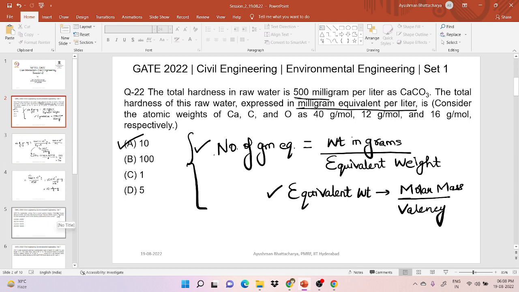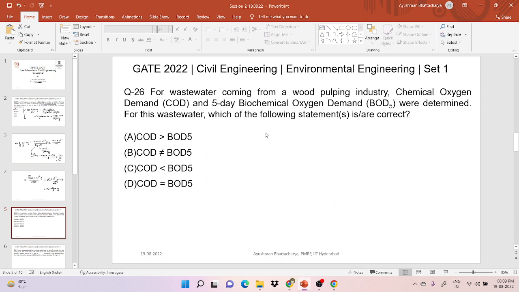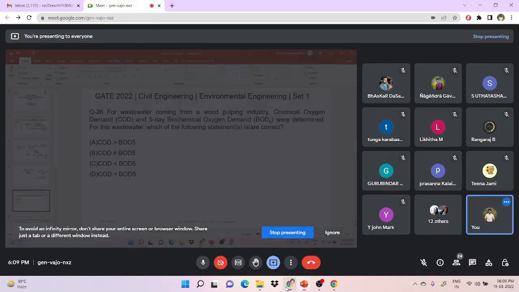Beginning with the second question: for wastewater coming from a wood pulp industry, chemical oxygen demand and 5-day BOD were determined. For this wastewater, which of the following statements is/are correct?